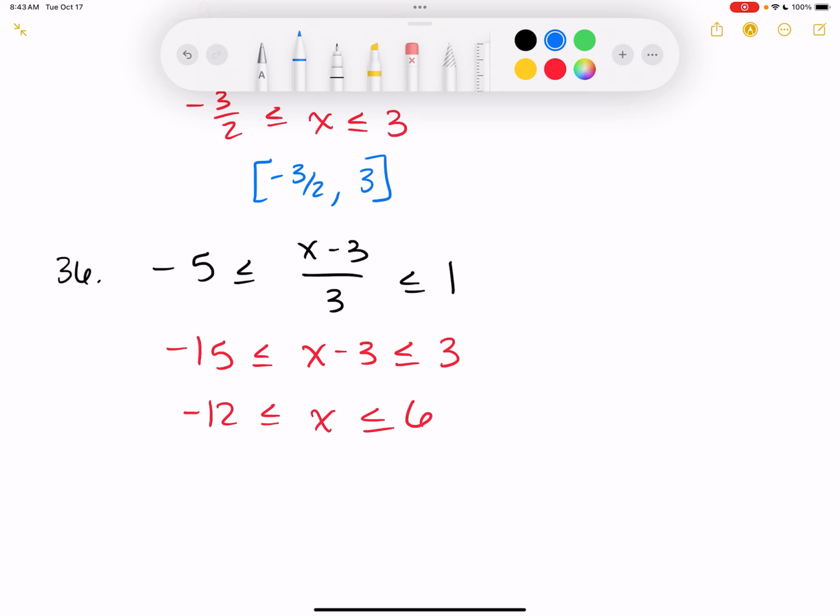And so brackets or parentheses or a mix of the two. Yep, brackets from -12 to 6. And then infinity is always a parentheses. Yep, because it's not set. So basically, if it's set, then we use a bracket.